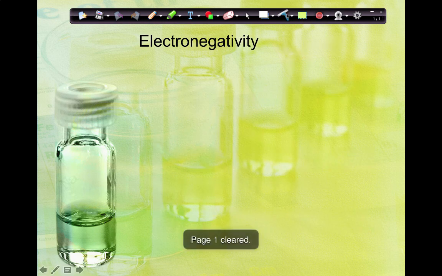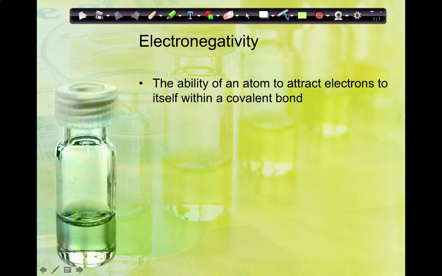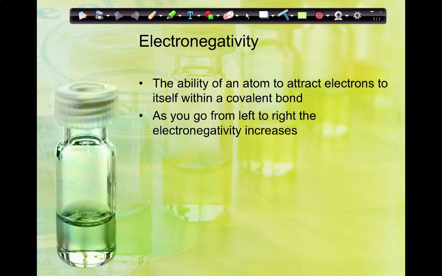All right, so electronegativity is the ability of an atom to attract electrons to itself within a covalent bond. So this only applies for when atoms are bonding together. As I go from left to right, the electronegativity increases. So it's going to increase in the same direction that ionization energy increases, up and to the right. So pretty much all the trends will go up and to the right except for radius, it's the opposite.